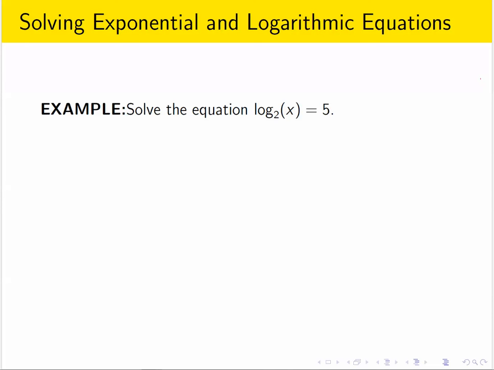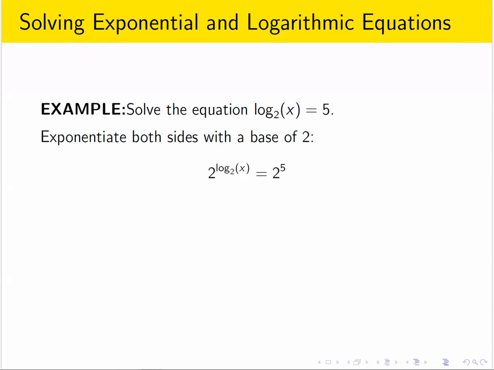Now we're going to solve equations that involve logarithms. So like we use logarithms to simplify equations that involve exponentials, this time we will use exponentials to help us solve equations that involve logarithms. So the idea first is to get rid of this logarithm by exponentiating both sides.